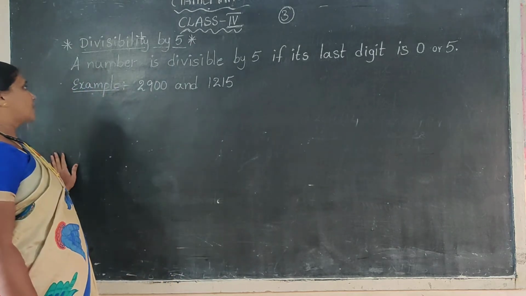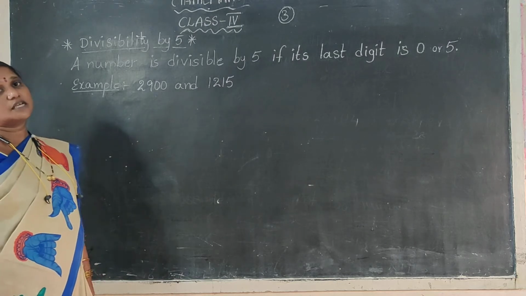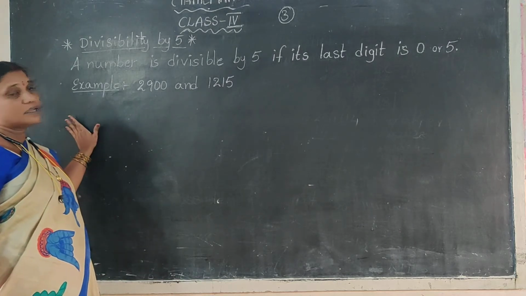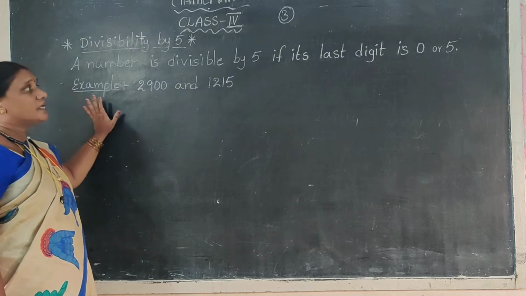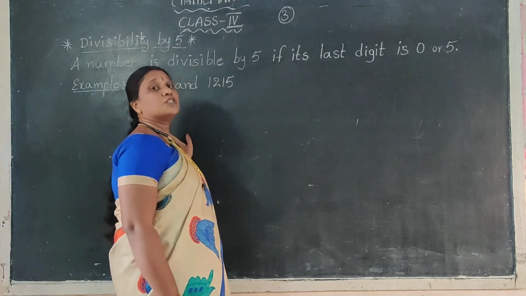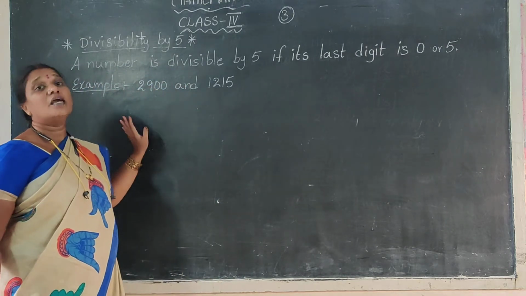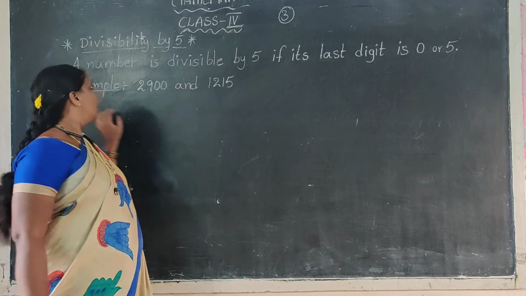Divisibility by 5. A number is divisible by 5 if the last digit is 0 or 5. Okay? A number is divisible by 5 if the last digit is 0 or 5. For example, see here.